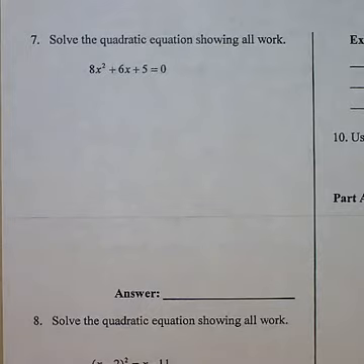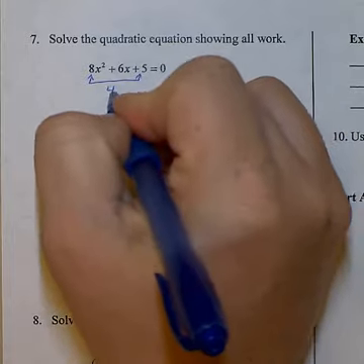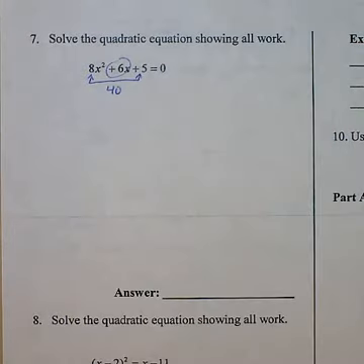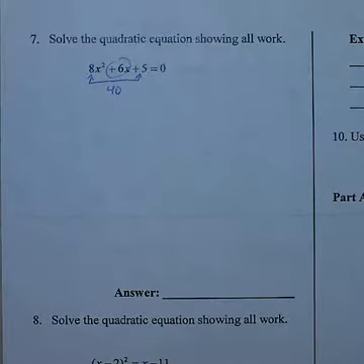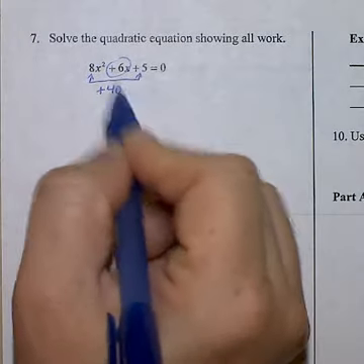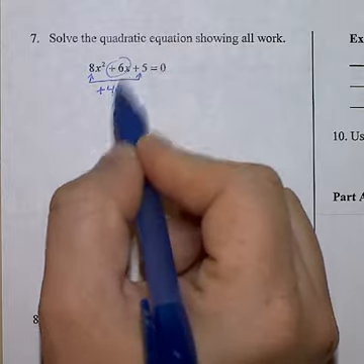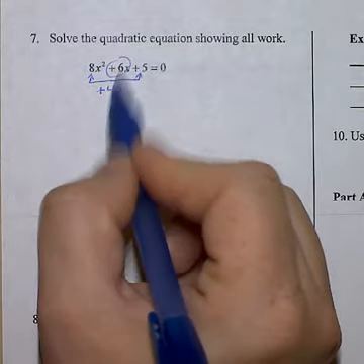Okay, so let's see here. 8 times 5 is 40. Can I think of two numbers that multiply to give you positive 40 and combine to give you 6? So 1 and 40, no. 2 and 20, 4 and 10. Most students are going to say 4 and 10 work.